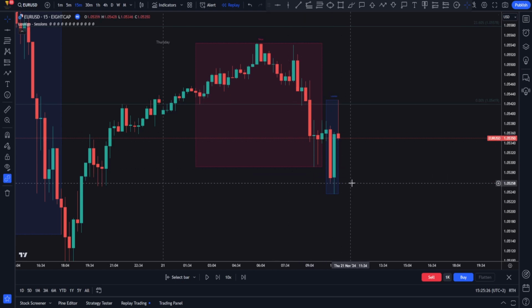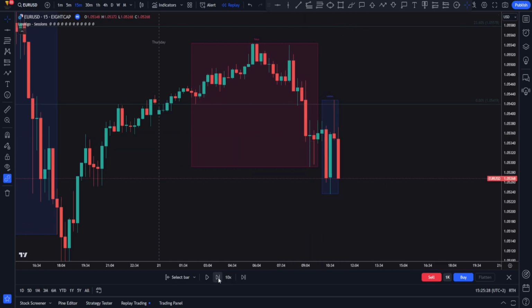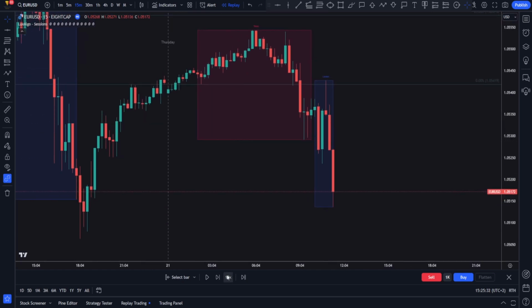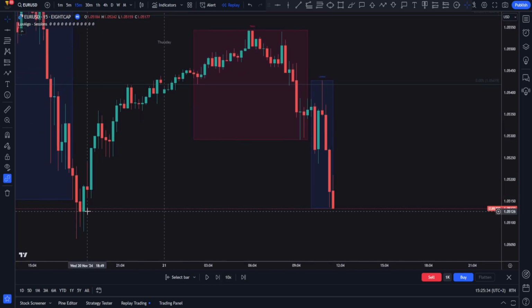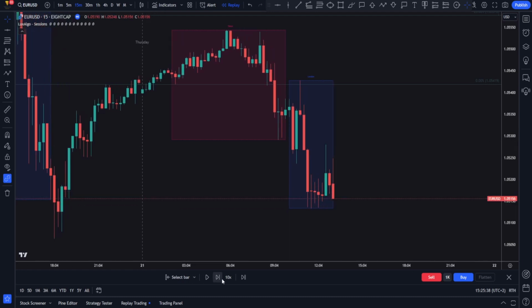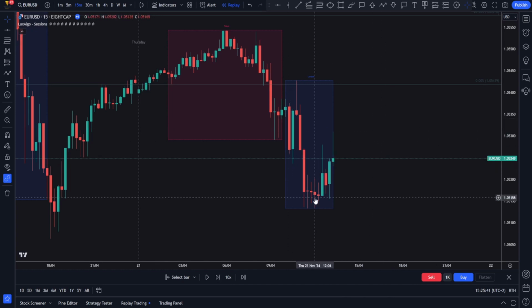Okay, so we've already got the breakout here. So let's see what happens next. Price continues pushing down, nearly testing this support level right here. Okay, we continue slightly lower, and it looks like we now have a pullback.